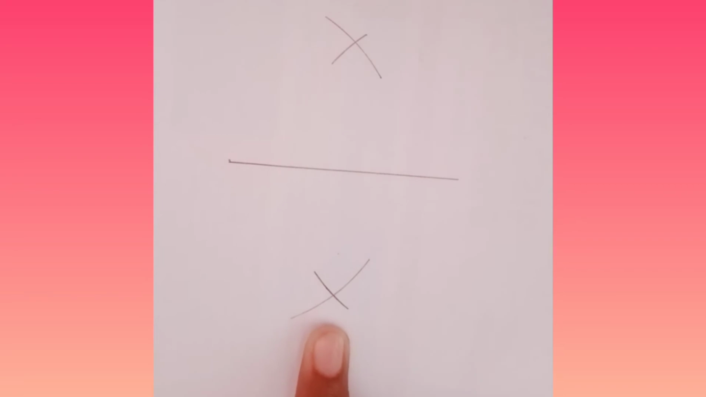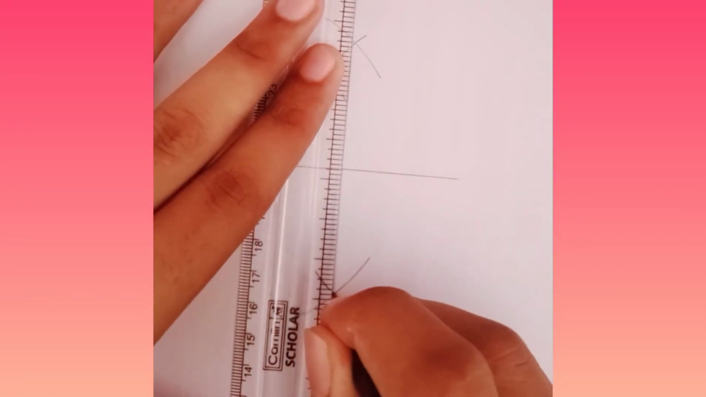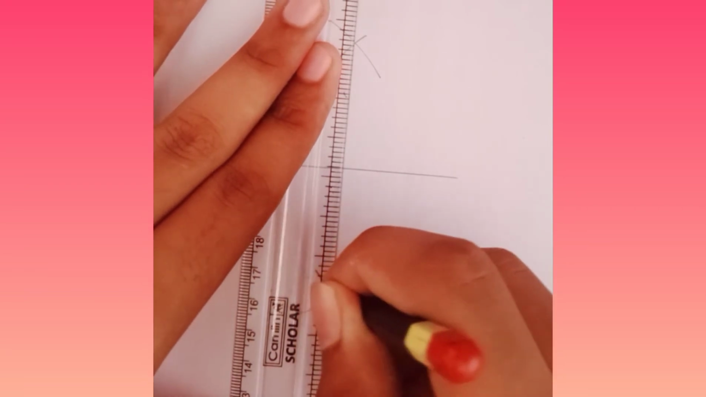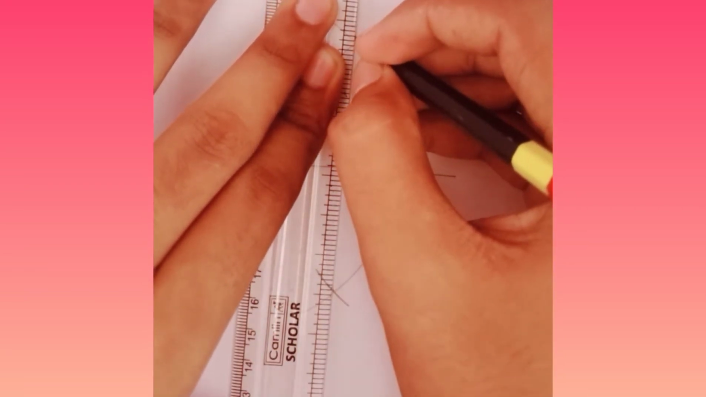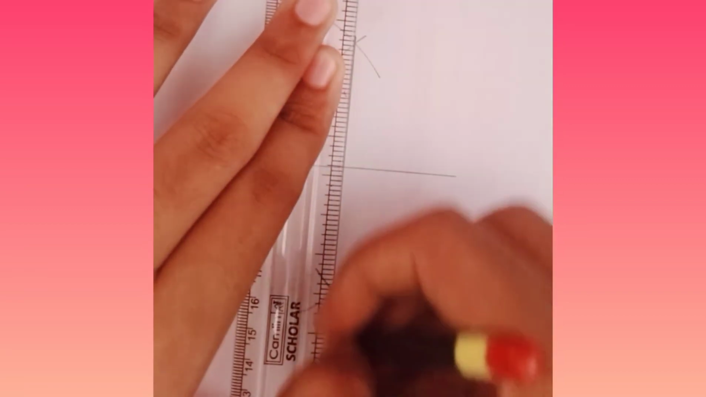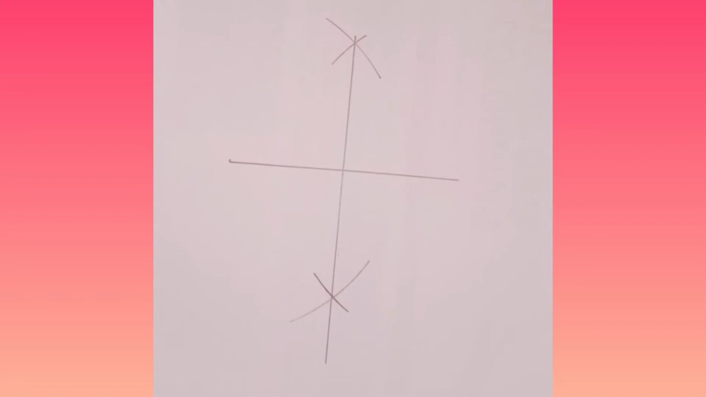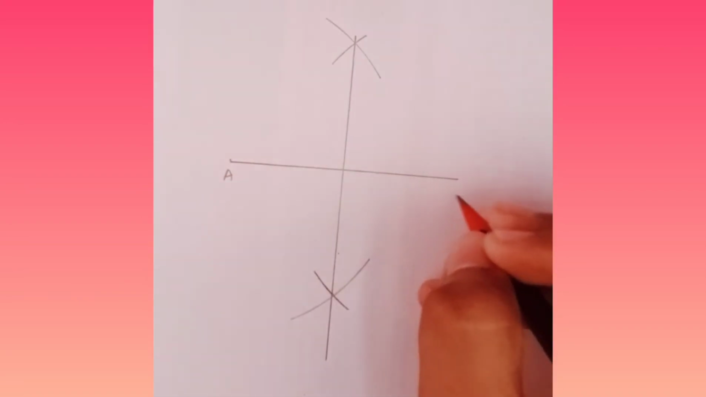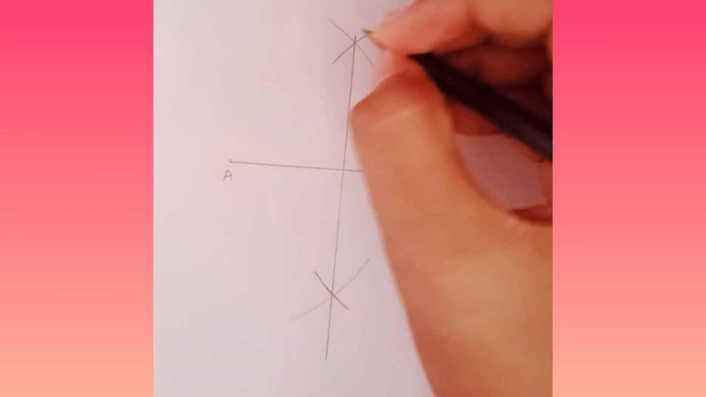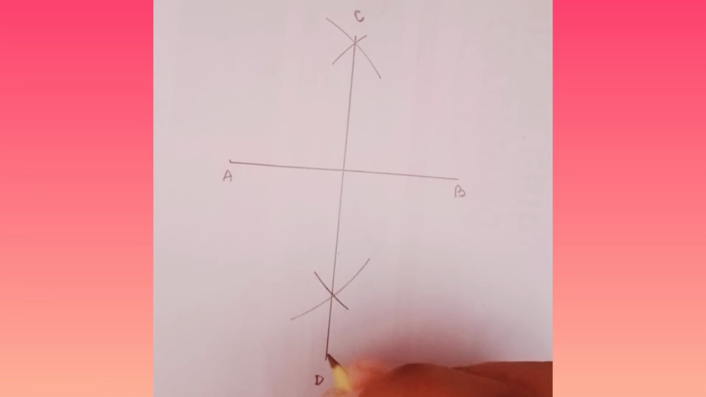So what we'll be doing is joining them. You can draw dotted lines or straight lines, it's up to you. Okay, so we can name the points A, B, C and D.